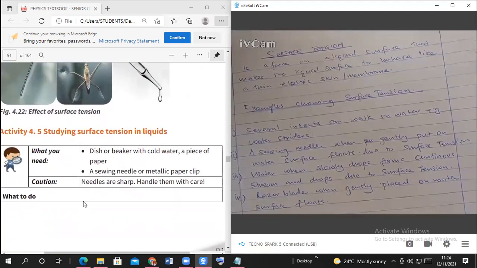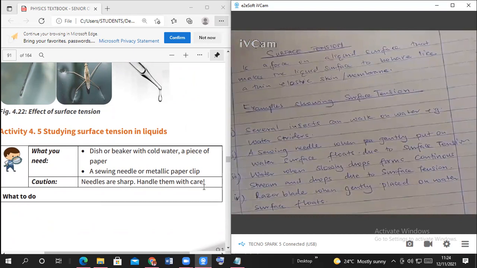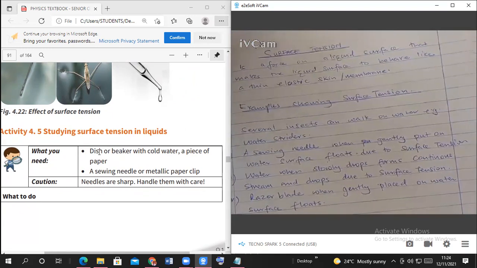Now here they are saying that there is an activity studying surface tension in liquids. So this one we are going to do at home. We are going to try out. Get, let's say, a sewing needle. If you don't have a needle, maybe a razor blade, and carefully place it. We are going to study the surface tension in liquids.